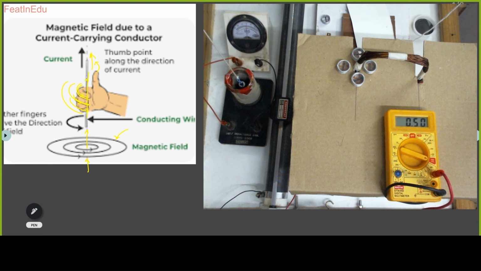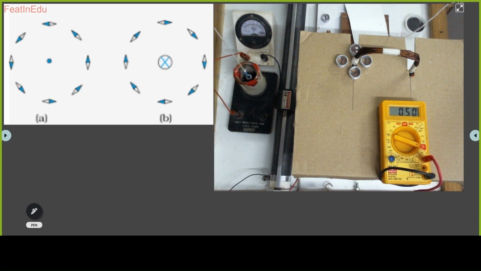Now, you can see that there are arrows here. Supposing the direction of the current instead of going up is going down. Then what happens to these field lines? What happens? The magnetic field lines will now be in the anti-clockwise direction. What does this diagram depict?